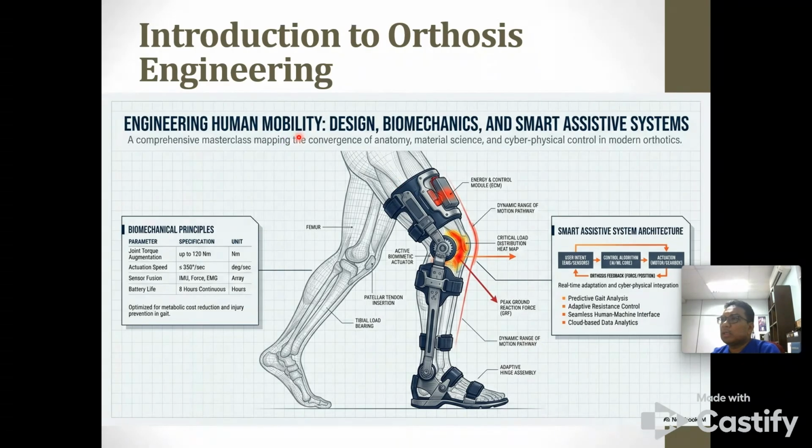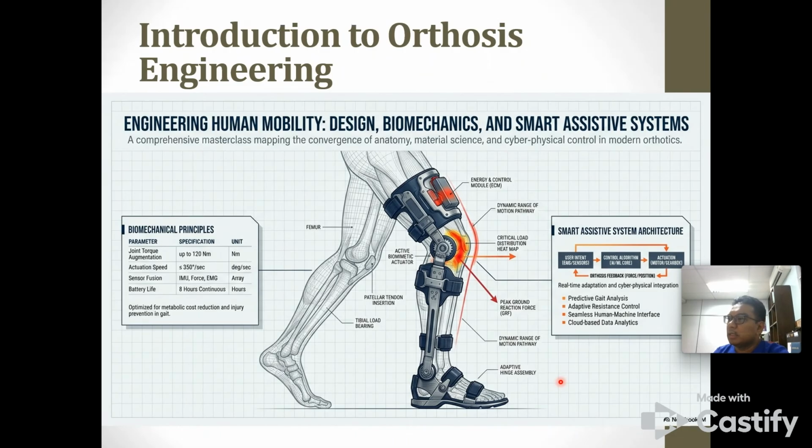This is the introduction to automotive engineering, where we can design a smart assistive system architecture by integrating sensors, controllers, and actuators. This may help predict gait analysis: when the leg moves, it can predict the force.